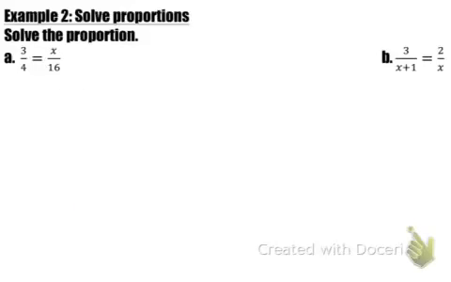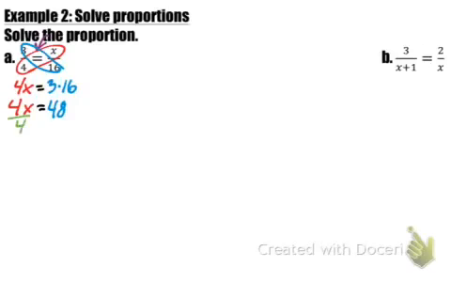In example 2, we actually have to solve the proportions, and notice that we have 3/4 equal to x over 16. Whenever you have two fractions equal to each other, you use the cross product property to figure out the value of the variable. So our first set of cross products is 4 times x, so we write 4x, which should equal the second set of cross products, which is 3 times 16. So we get 48 equals 4x, and then divide each side by 4. The value of x ends up being 12.